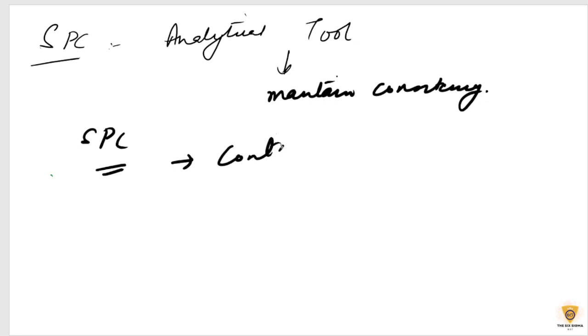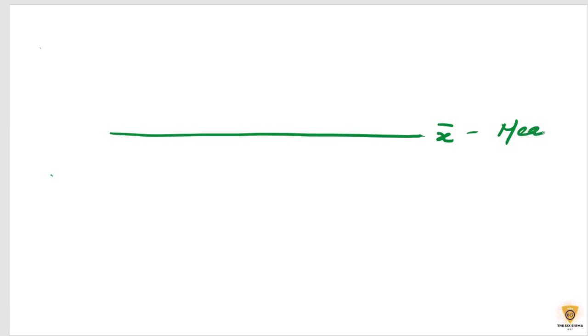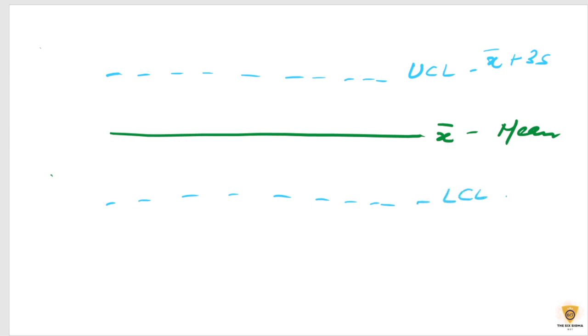The first one is called a control chart. So if we talk about a control chart, let's draw a control chart and then we'll study it. So in control charts, this is X bar, which is called the mean. This is the upper control limit, that is X bar plus 3s. This is the lower control limit, which is X bar minus 3s.